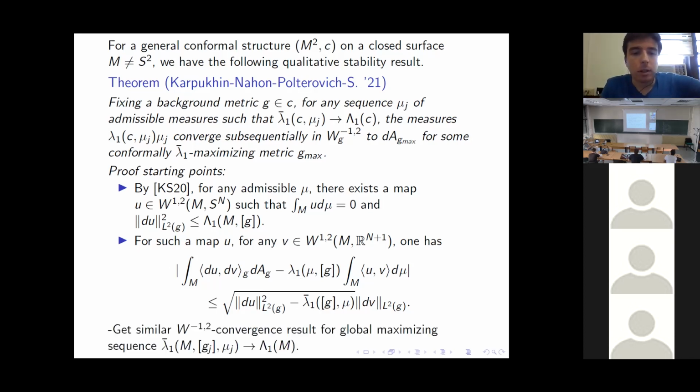And so we're also then able to get similar W^{1,2} convergence results in the globally maximizing case. And in that case, we don't really have to do anything new on the qualitative side, because now we just combine this compactness result in the conformal class with the compactness results for maximizing conformal classes by Matthiesen and Siffert. So now we don't have to add too much new there on the analysis side. All right.